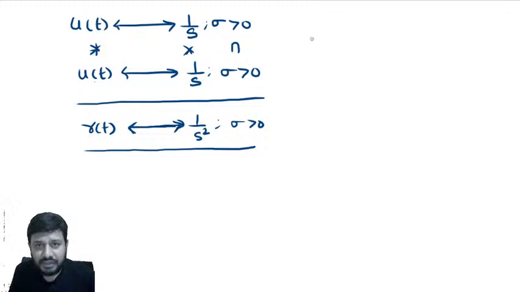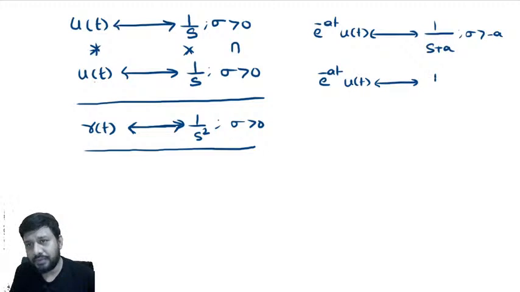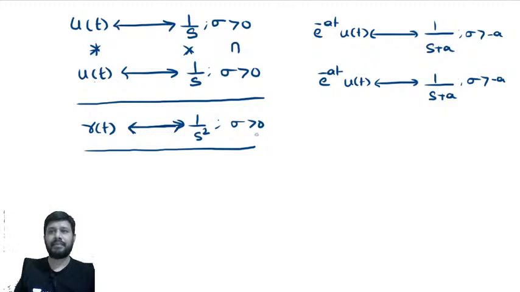One more example we'll see. What is the Laplace transform for e power minus a t u of t? 1 by s plus a. What is the ROC? Sigma greater than minus a. Already we have seen. Take one more e power minus a t u of t. The Laplace transform is 1 by s plus a, ROC sigma greater than minus a.